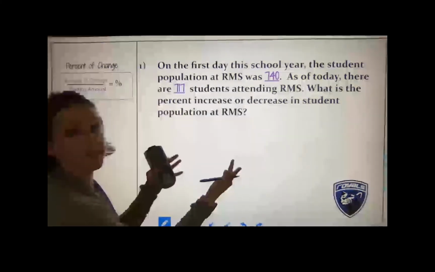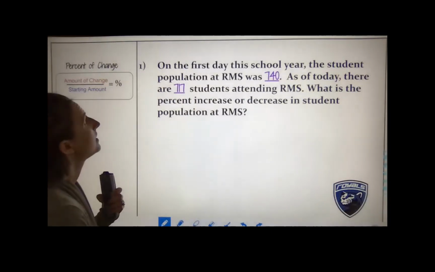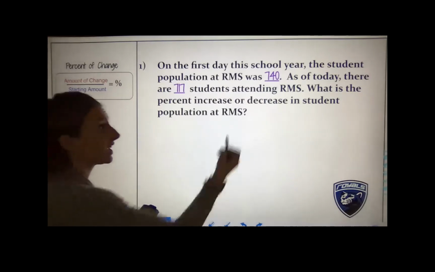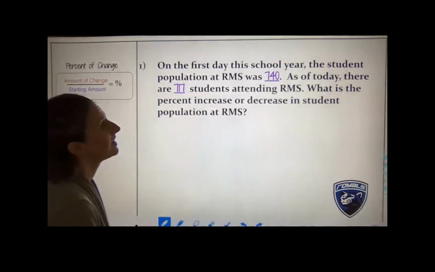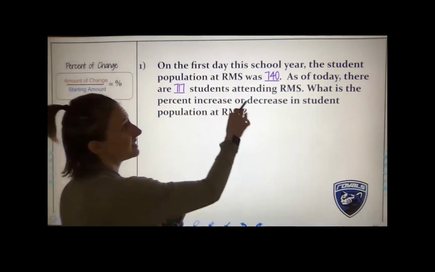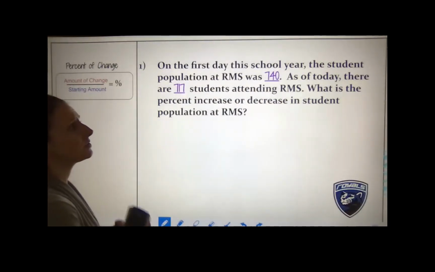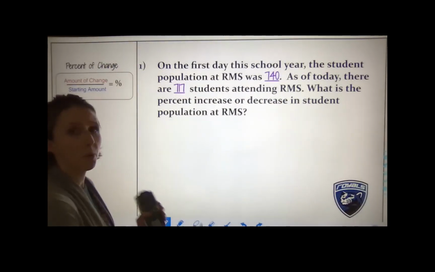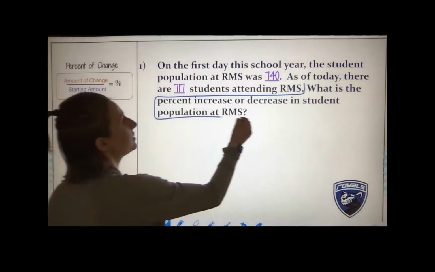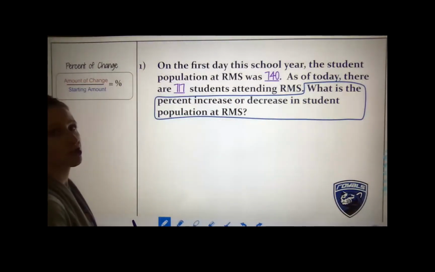Here we go. First example, this one is in your notes. Go ahead and find it. You have some information to fill in. On the first day this school year, the student population at RMS was 740. That is the correct number. As of today, there are 717 students attending RMS. That is the correct number. What is the percent increase or decrease in student population? What are we being asked to find here? What is the percent increase or decrease in student population at RMS?